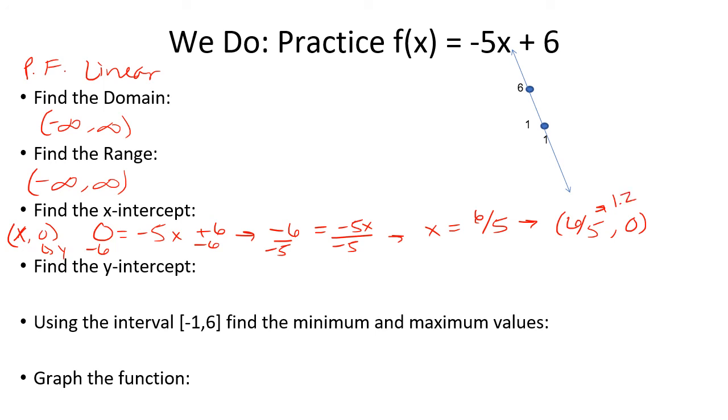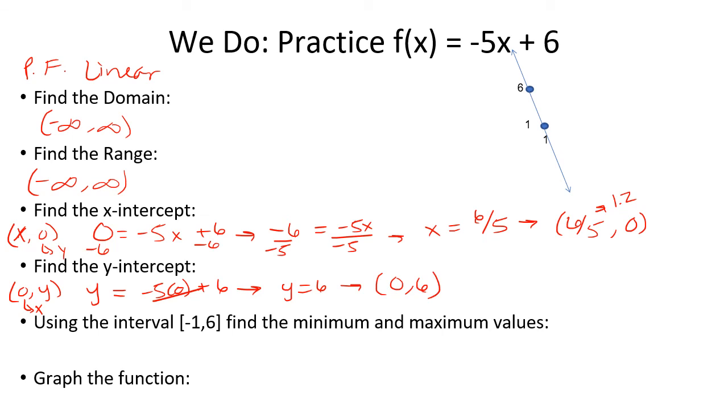My y-intercept is at (0, y). So I know that x has to be 0 in this case. So we have y equals negative 5 times 0 plus 6. Or you can just remember that you're in slope-intercept form and know that it's 6. That cancels out, and I'm left with y equals 6. So therefore my y-intercept is at (0, 6).